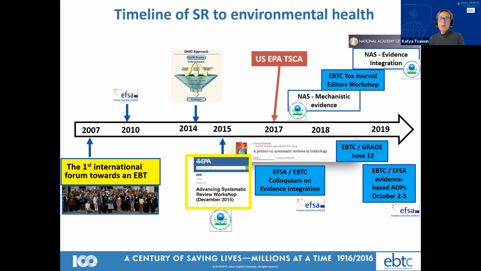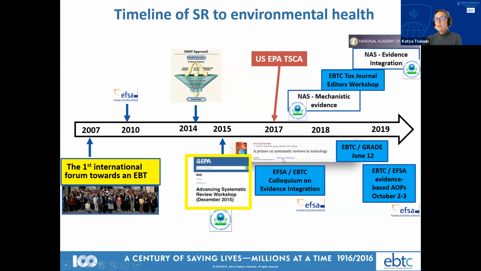It's worth noting that in 2010, the first agency that started using systematic reviews in their risk assessments was the European Food Safety Authority. And following that, a number of authorities started using this approach or piloting this approach, such as the National Toxicology Program in 2014, and the EPA started looking at using this approach in 2015.